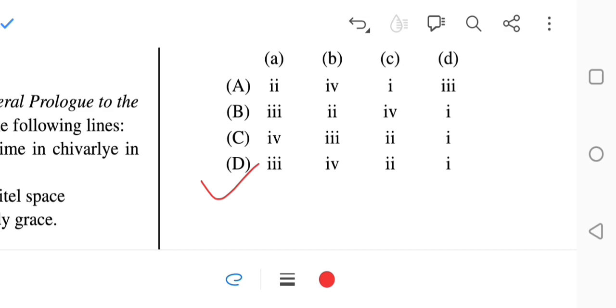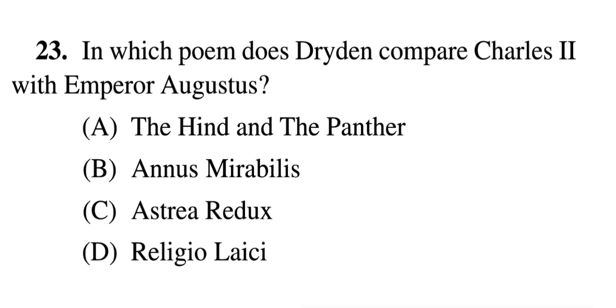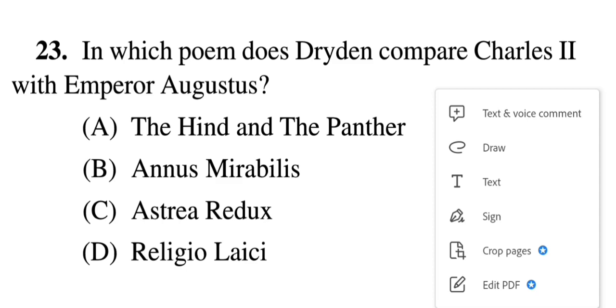Now let's go to the next question. It says, in which poem does Dryden compare Charles II with Emperor Augustus? Dryden has an important place in the English literary realm, so you have to know his literary writings. I think you have studied many works of his, but still try to know his biographical details along with his writings. The options: The Hind and the Panther, Annus Mirabilis, Astraea Redux, Religio Laici. The correct answer will be C, Astraea Redux.